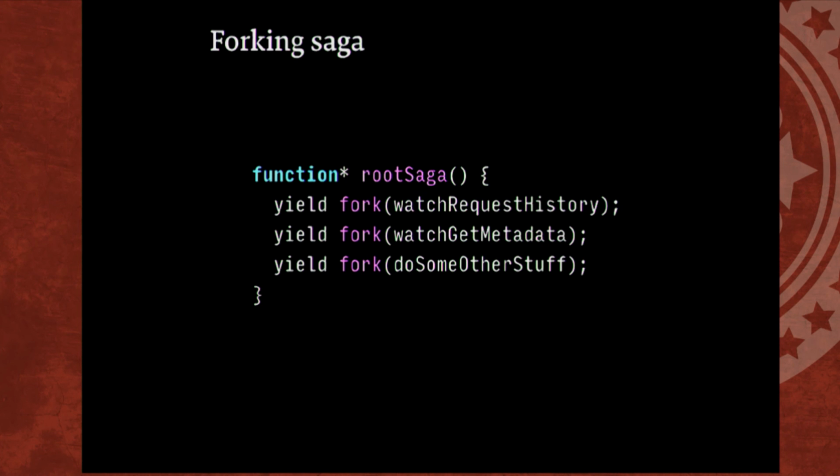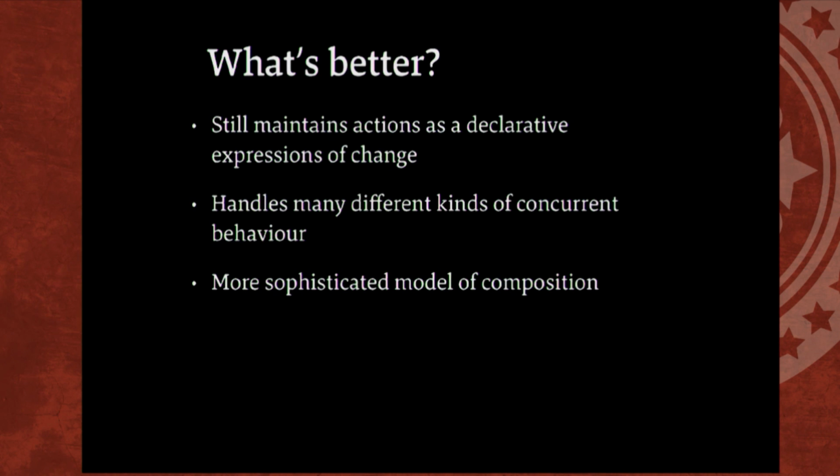Another cool thing about sagas is that you can actually have lots of them running at the same time. In fact, you can fork new sagas or processes within sagas, just like you might do in Linux, for example. So we can handle metadata, we can go request history, we can do all kinds of multiple asynchronous processes in the context of a single JavaScript runtime. Very cool.